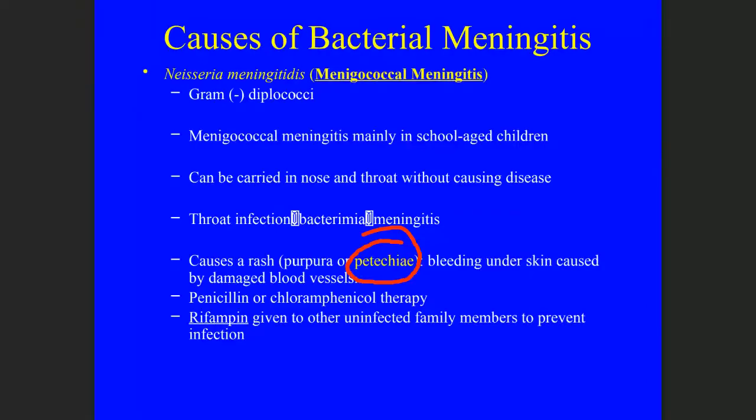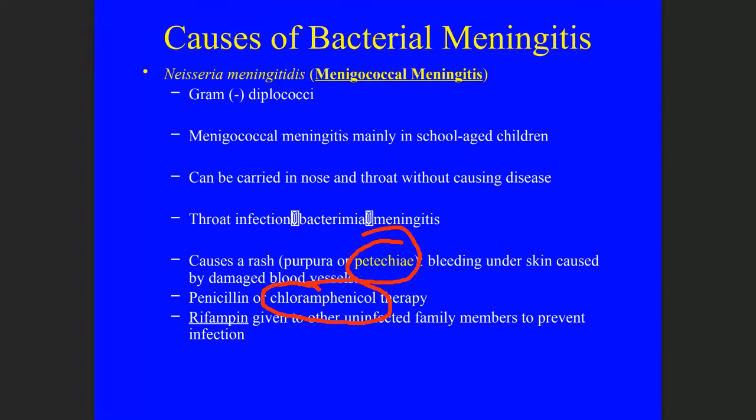Some of the antibiotics that are usually given to treat this are things like penicillin, or chloramphenicol could be used, but if a person receives chloramphenicol, what is the side effect that they would have to worry about? Aplastic anemia, because it can destroy bone marrow. Exactly.